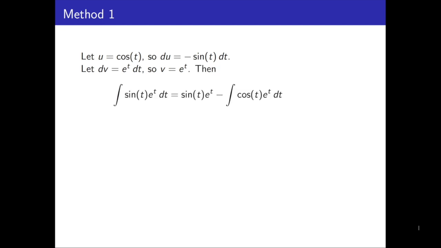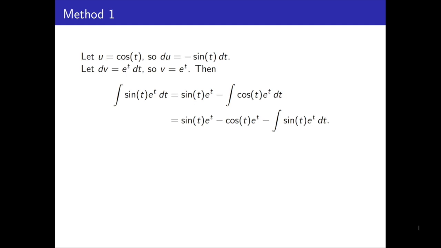So this is what we had before, and now we apply integration by parts, and we get uv, which is cos of t e to the t, minus the integral of v du, which is negative sine t e to the power t.